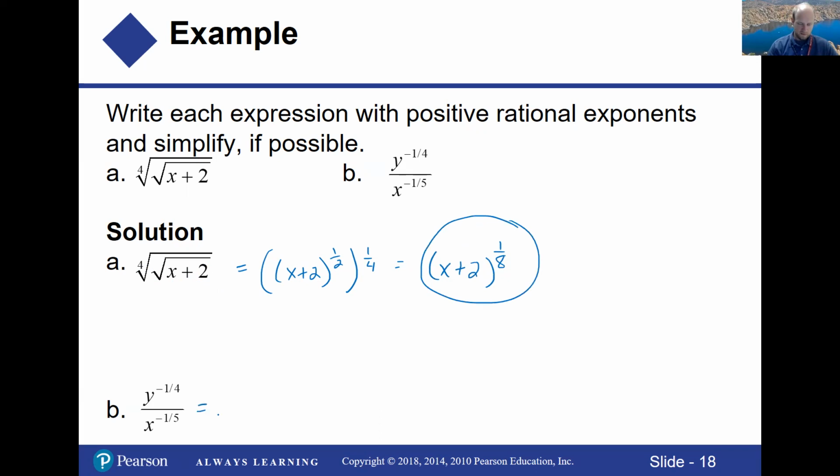And then kind of a quick, simple one to finish up here. y to the -1/4 over x to the -1/5. I need to make those exponents positive, and I do that by just flip-flopping them and making the exponent positive. So I have x to the 1/5 over y to the 1/4. I think that's it. So let me stop the share.